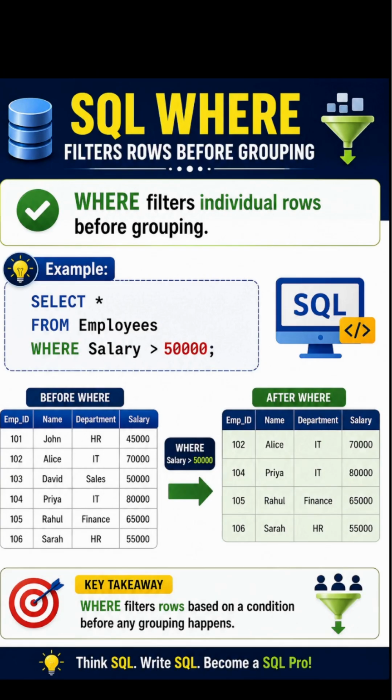The WHERE clause can be used to filter rows before grouping. WHERE filters individual rows before grouping. For example, SELECT * FROM employees WHERE salary > 50,000. Here I am filtering the rows based on the condition salary greater than 50,000, so I will get the records after filtering based on that condition.